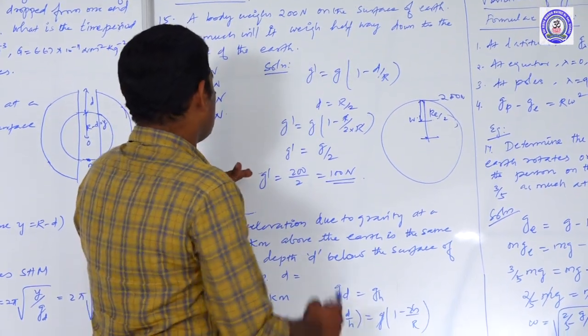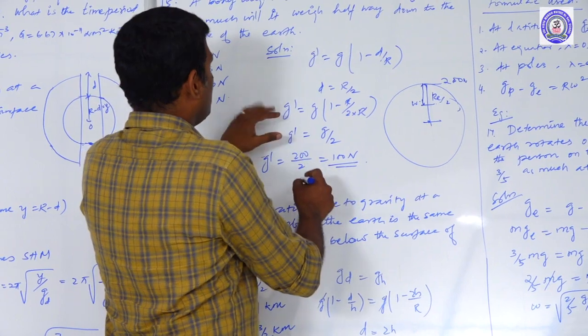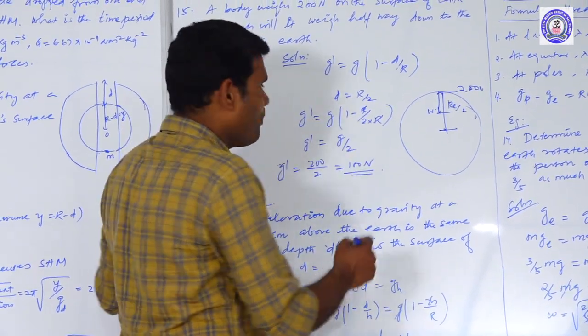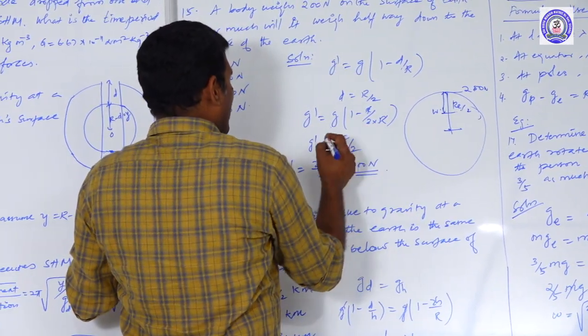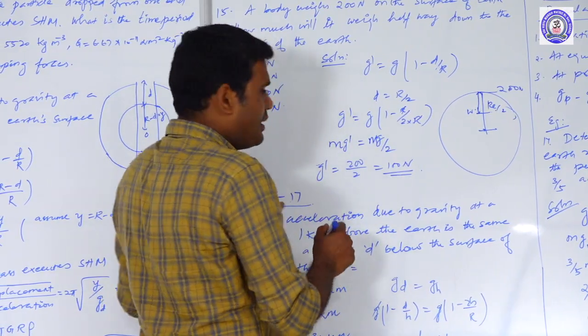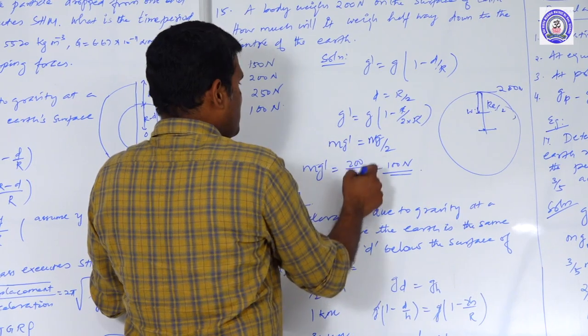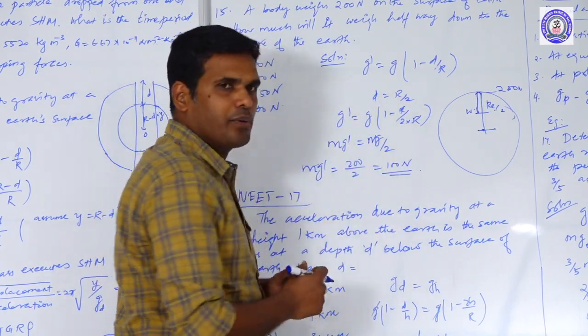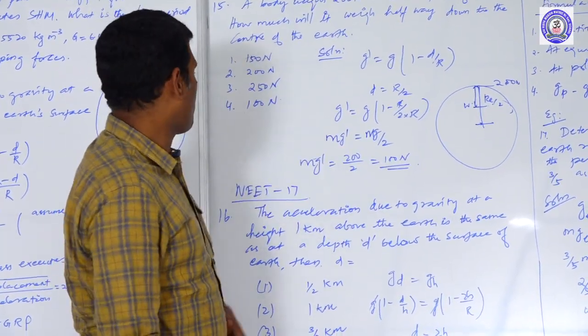So this gives the value of g' equals g divided by 2, from which we can calculate the weight, where mg' is equal to mg divided by 2. mg is 200. So mg' is equal to 200 divided by 2, which is 100 Newton, right? In terms of Newton.